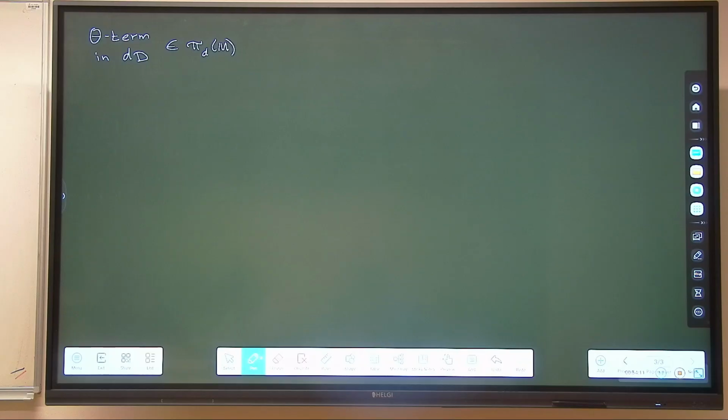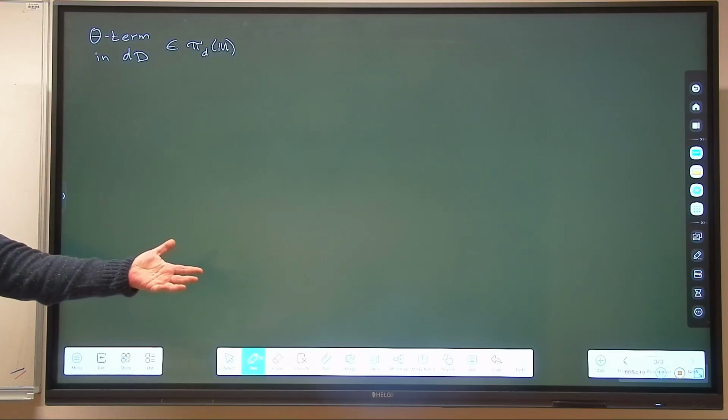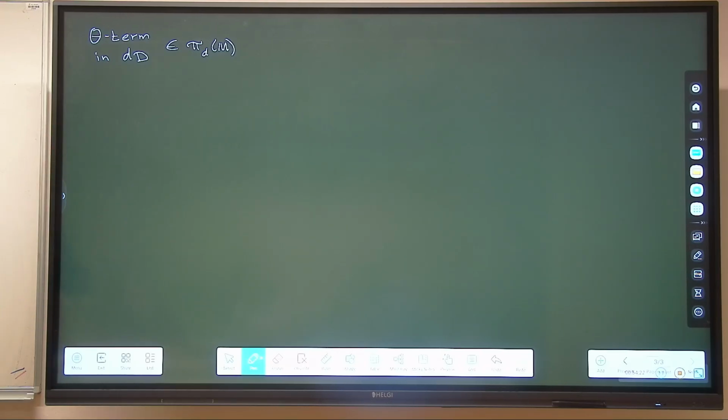When your Q matrix maps from real space to M, whenever you have some topologically non-trivial maps, you can add a theta term to your action, which will take different values depending on which homotopy class your Q belongs to.